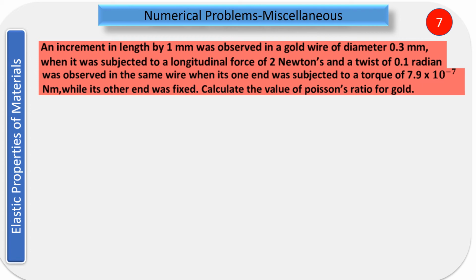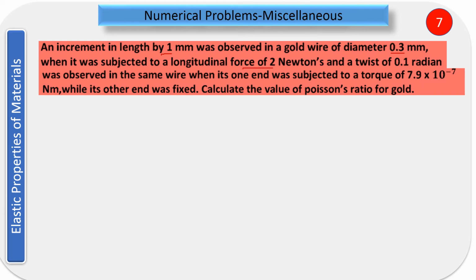All right, so what are you saying? An incremental length of 1 millimeter was observed, so delta L is given. 1 millimeter was observed in a gold wire of diameter 0.3 into 10 to the power minus 3 millimeter, when it is subjected to a longitudinal force. So the longitudinal force you are putting is 2 newtons.